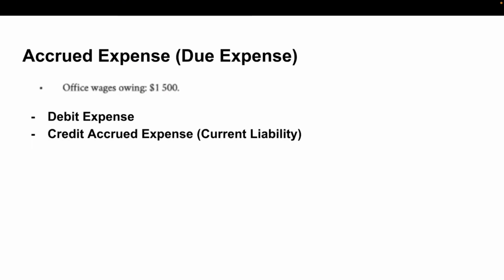So some of you might be guessing now, we're going to be creating a liability. So we'd be looking at debiting the expense. So we'd increase the expense on the left-hand side, we'd increase office wages, and then we'd credit on the right-hand side, we'd create an account called accrued expense. And that account would be a current liability.